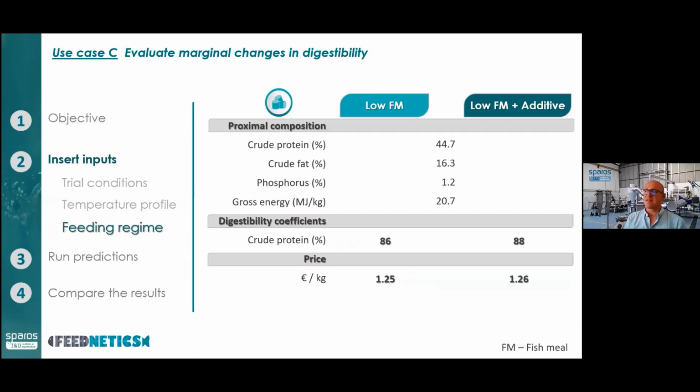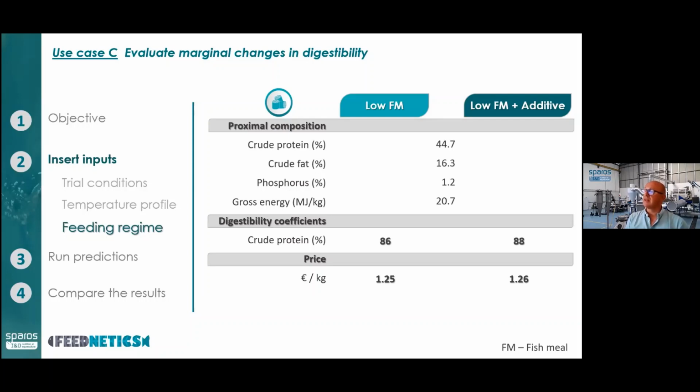Here we simulated a low fish meal diet, and a low fish meal diet containing an additive. We didn't define which additive it was. It could be a digestive protease, a probiotic, a prebiotic, but this is simulating basically an improvement of only 2% in digestibility of protein. All the other parameters would be the same.